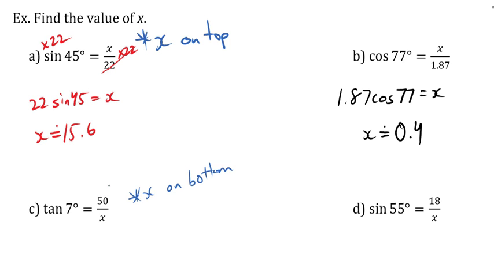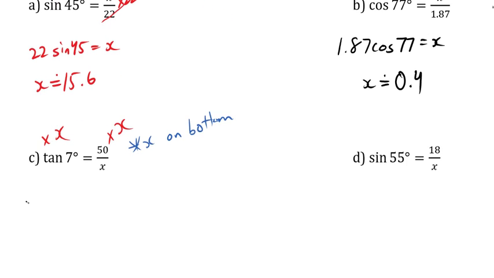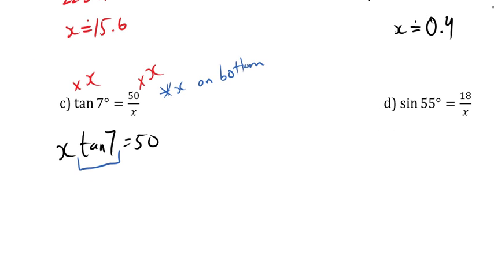So I'm going to multiply this by x and multiply this by x, and I get x times the tan of 7 equals 50. But then I want x by itself. Tan of 7 is all one thing. It's not two things. You can't split up the tan and the 7. They always go everywhere together. They're like that inseparable couple that makes everybody else kind of annoyed that they won't stop being around each other constantly. You divide by tan of 7 on both sides.